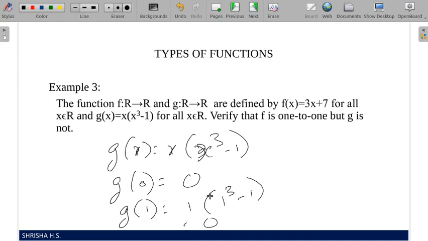So it is not a one-to-one function, because g of 0 and g of 1 should have different images if it is one-to-one. g is still a function, but it is not a one-to-one function. Okay, so what kind of proof is this? To give this example, therefore this g is not a one-to-one function. And also remember, this is a proof by counter example.